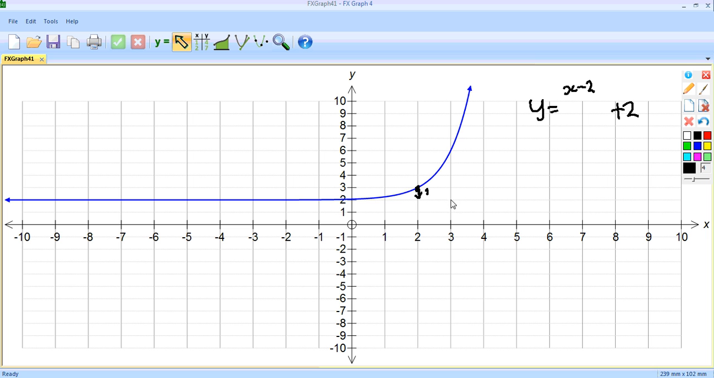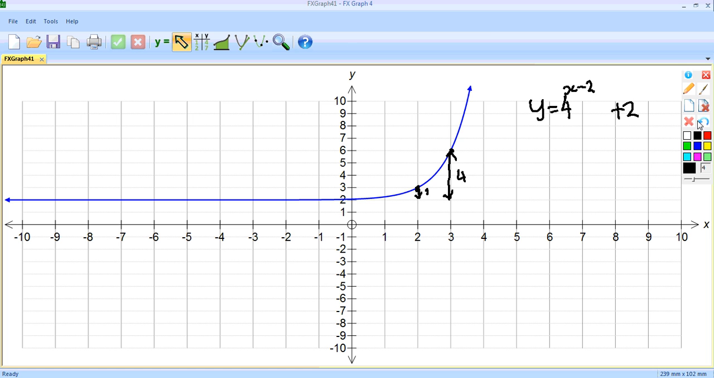Okay, if you go across 1 from there, you can go up 1, 2, 3, 4 until you hit this. Go 4 from your asymptote all the way up. So that means that that distance there is 4. That tells you that this number in the front here is a 4.